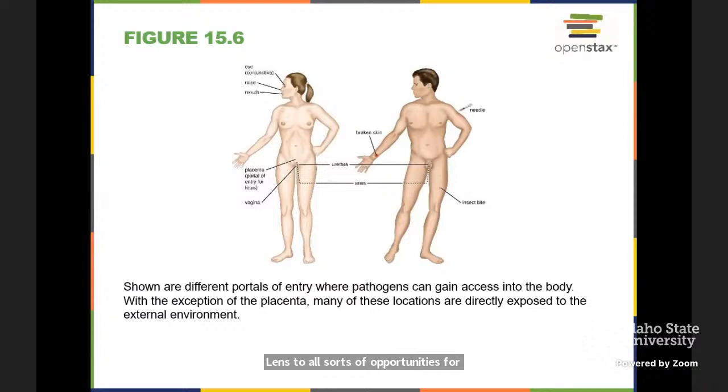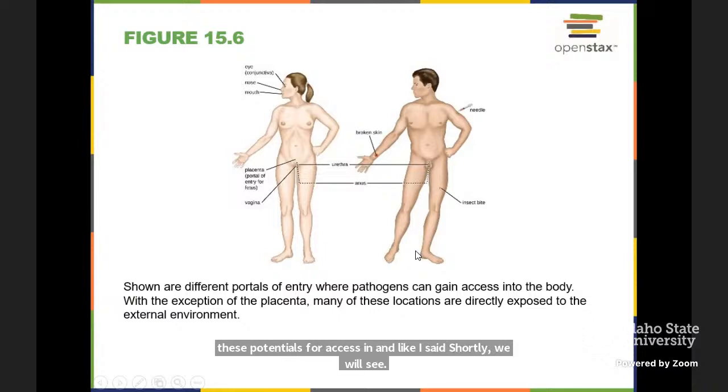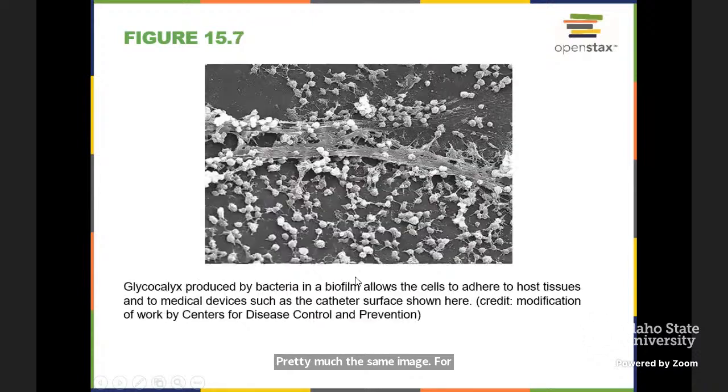And in parts of Africa, with infection with the guinea worm, it is highly likely that we can see infection with tetanus as a result of that, with the spores inoculating the wound. So openings allowing for other things are also potentials. Bites and needle sticks, all of these are potentials for access in. And like I said, shortly we will see pretty much the same image for portals of exit. All right. Not always the same way it comes in, may not be the same way it goes out.